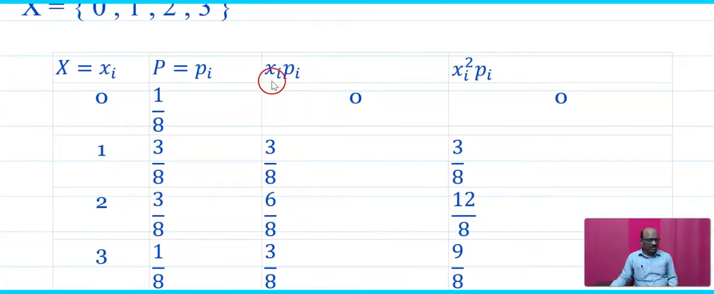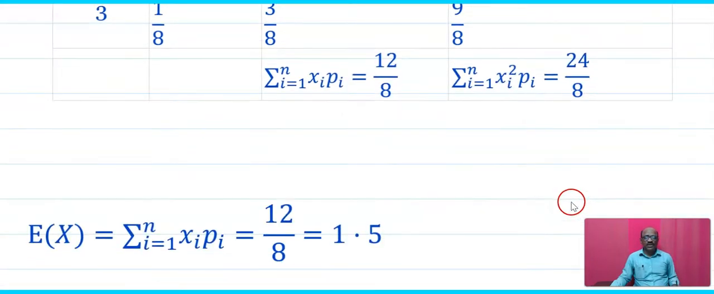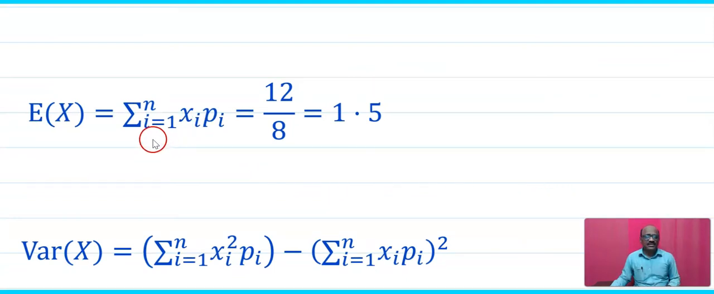You can perform all these multiplications, xi into pi, for 2 heads and for 3 heads, which is 1 by 8, 3 by 8 and 9 by 8, and their summation, i equals 1 to n of xi pi, is equal to 12 upon 8, and i equals 1 to n of xi square into pi, that is 24 upon 8. Now see here, the expected value, i equals 1 to n of xi pi, is equal to 12 upon 8, that is equal to 1.5.